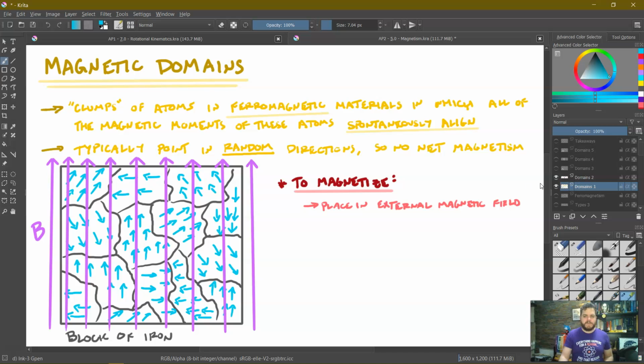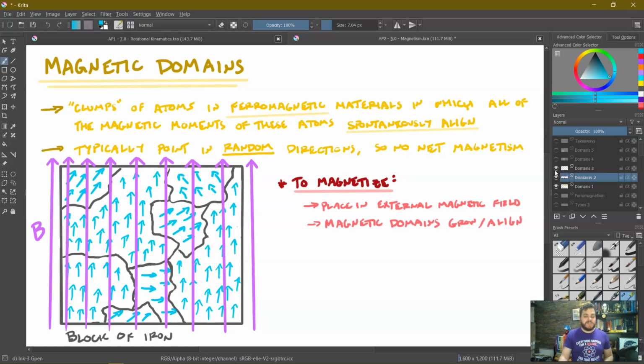Well, first I immerse it in an external magnetic field. I put it in the magnetic field I've generated somewhere else, and that is going to cause all of the atoms in these magnetic domains to start to shift. They're going to start aligning with this magnetic field, and that's going to cause some of the magnetic domains to shift in position. It's going to cause some of them to literally merge together until all of the atoms in this piece of iron are lined up with the magnetic field.